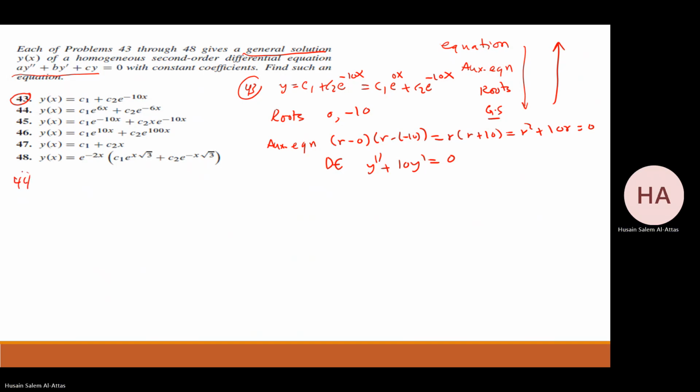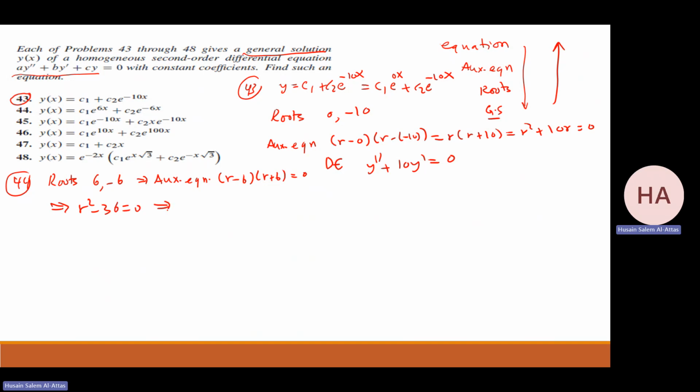44. The roots are very clear, 6 and minus 6. Auxiliary equation: r minus 6, r plus 6 equals 0. So I have r squared minus 36 equals 0. So the differential equation is y double prime minus 36y equals 0.